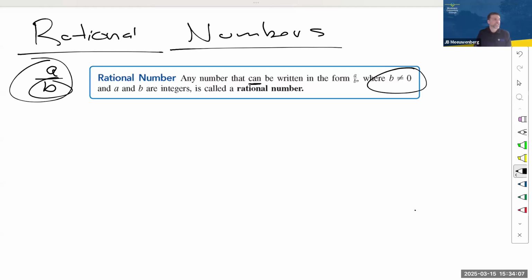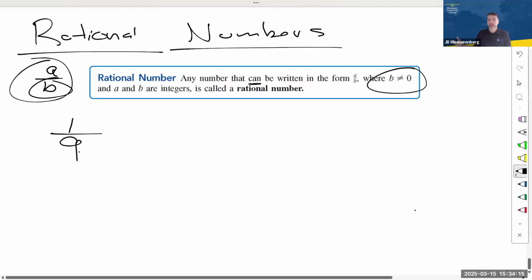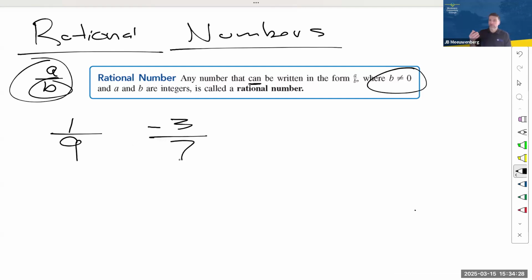Sometimes it's fairly easy to see that a number is a rational number because it looks like this. 1 over 9 is written as a over b. It's written as two integers, 1 and 9, in that form. We could have -3 over 7. Remember, an integer can also be negative. So -3 over 7 is also a rational number.